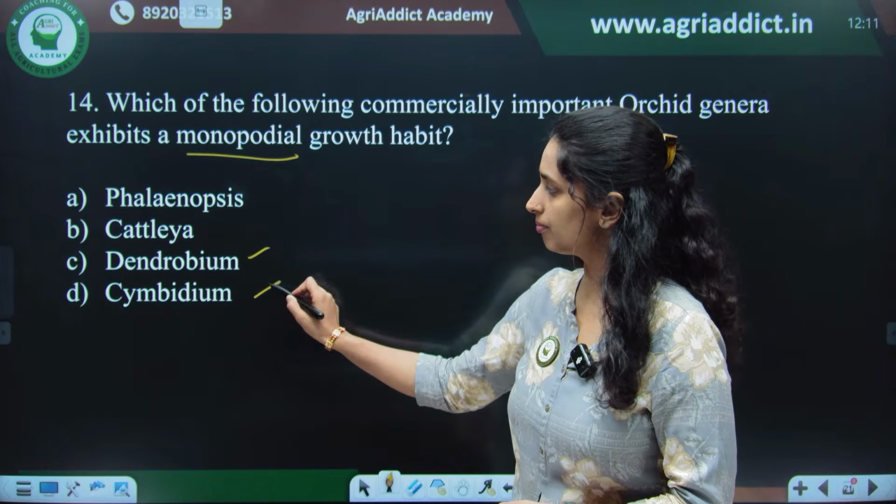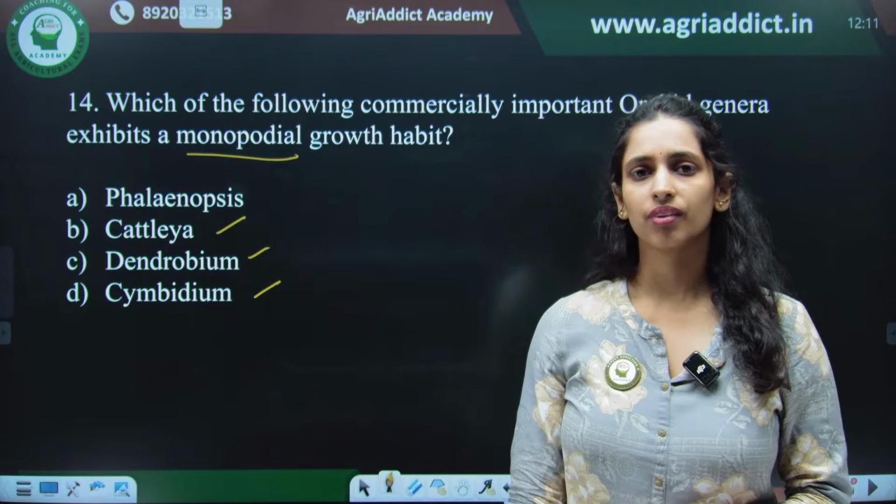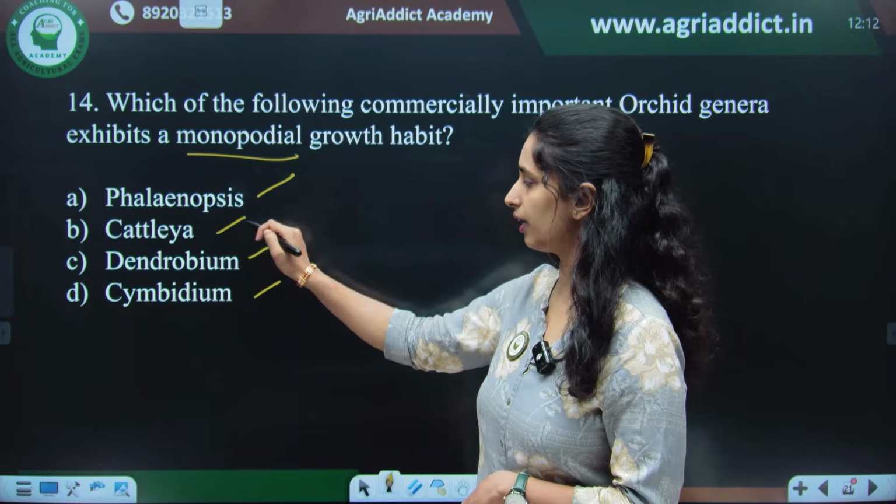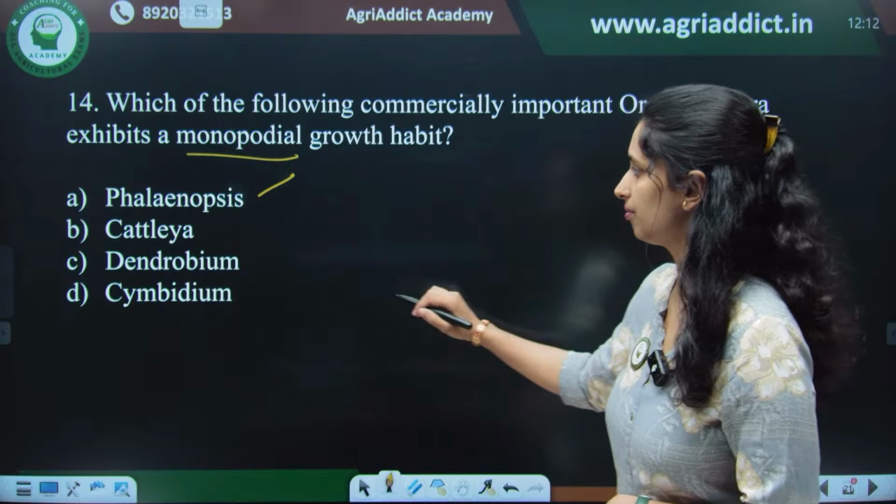See, Dendrobium, Cymbidium, Cattleya, these all are the sympodial growth. They are asking monopodial, that is Phalaenopsis is the correct answer.